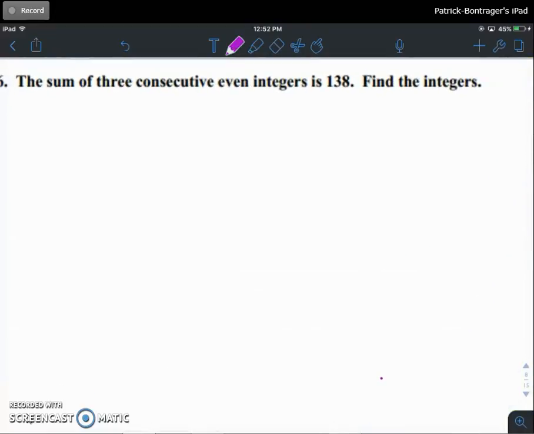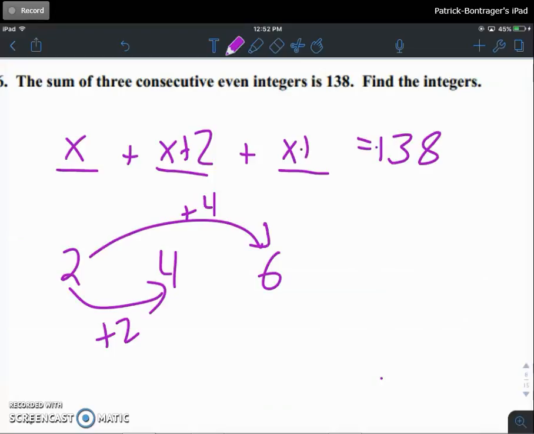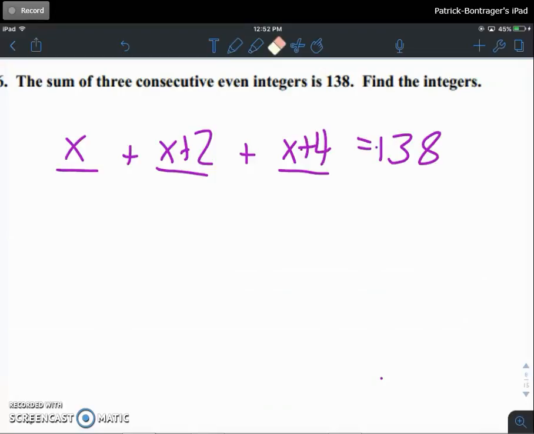All right, three consecutive even integers, so 3 blanks equals 138. Again, even, pick an even number. I go from 2 to 4 by adding 2, so this is x. This is x plus 2. I go from 2 to 6 by adding 4, so this is x plus 4. My equation is set up, now I just solve.